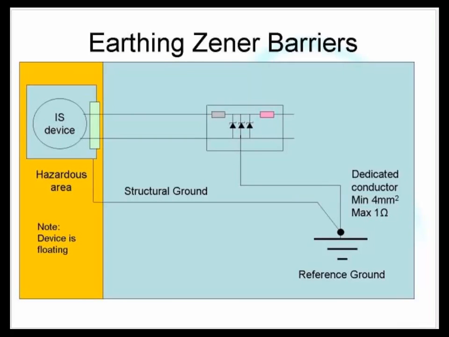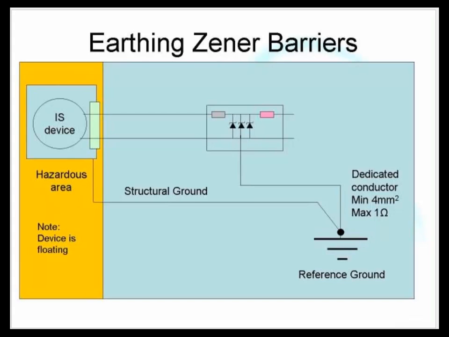Another big problem with Zener diodes is they have to be very, very, very well earthed. They have to have their own dedicated conductor back to the reference ground, which may mean the earth spike. Their own dedicated conductor. It has to be 4 mm minimum, and it has to have a maximum of 1 ohm. They have to have a very good earth.